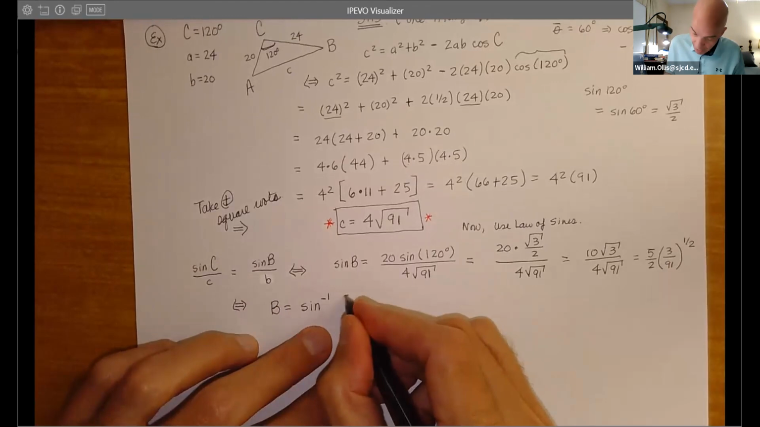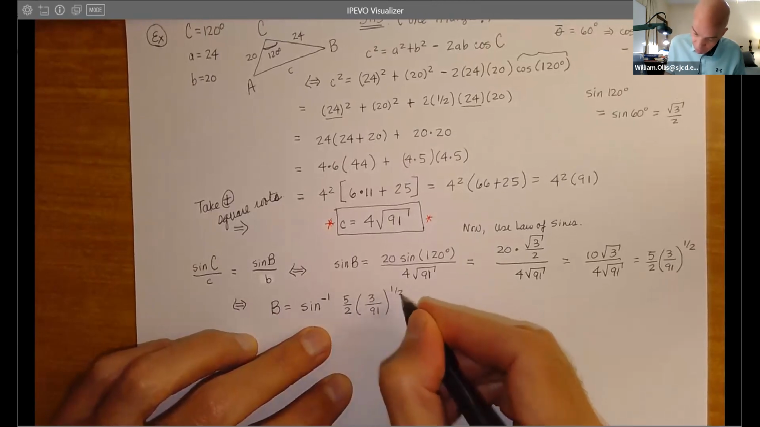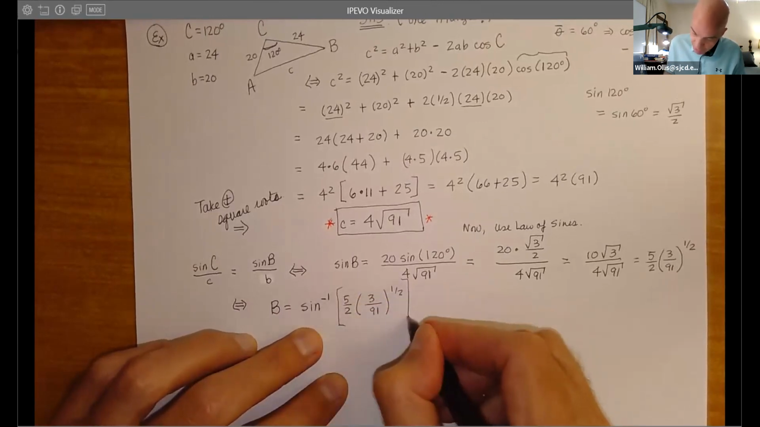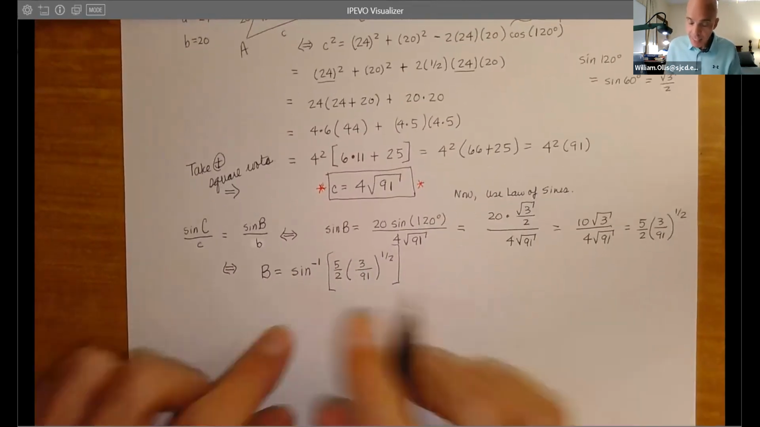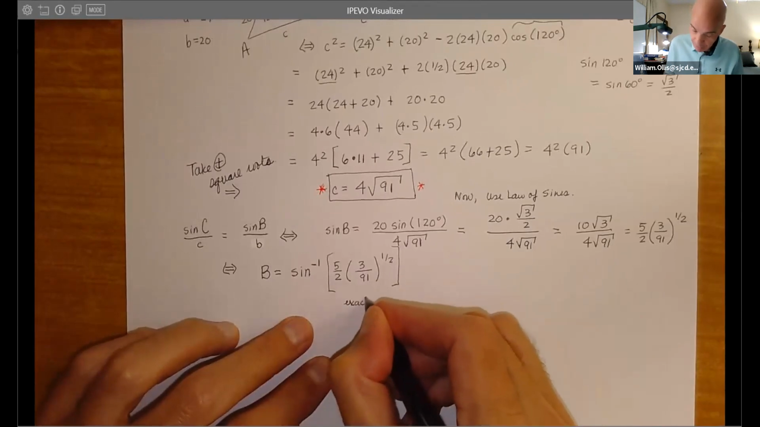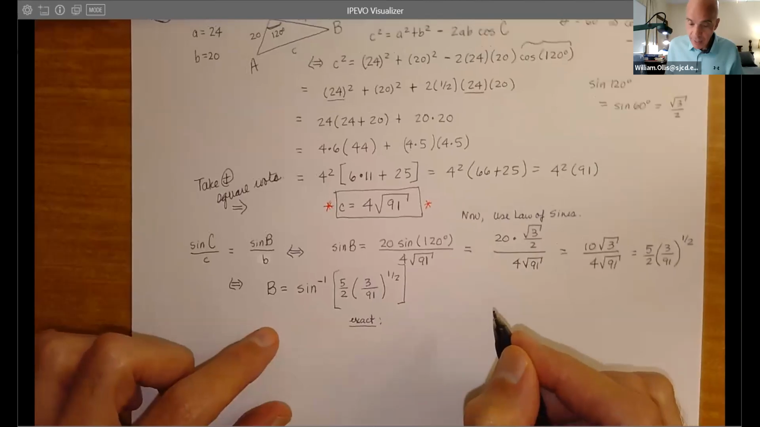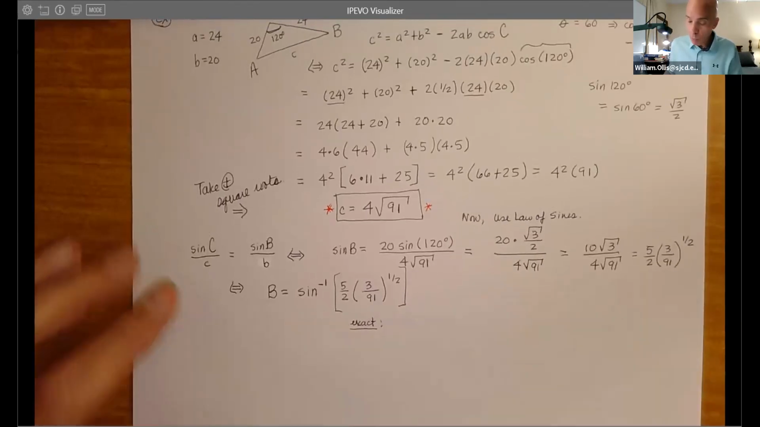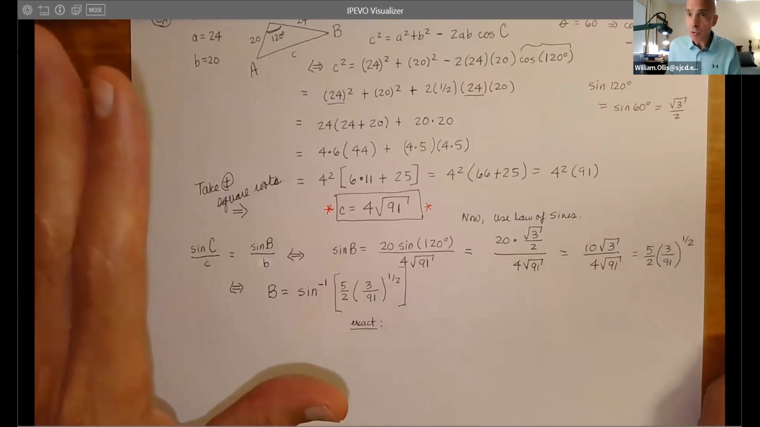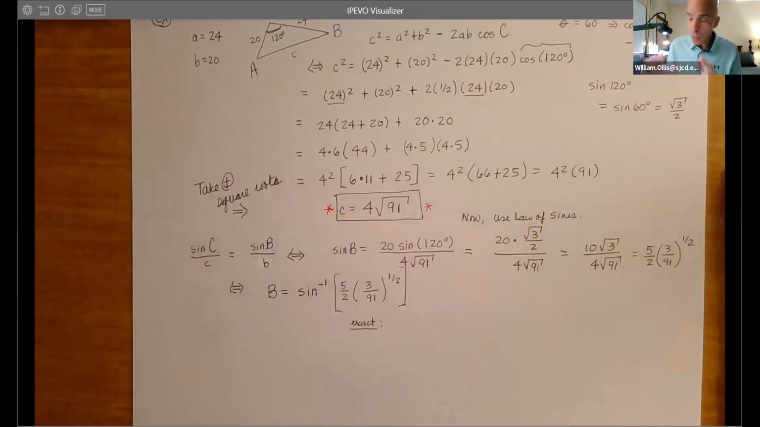So we have 5 halves times 3 over 91 to the 1/2. You can just put that in brackets like that. This is exact, but we'll use our Google calculator. Then we can get angle A and we'll be done. We'll use our exact calculation with our Google calculator to preserve the decimals so we don't ruin our calculation. So now let's go to Google.